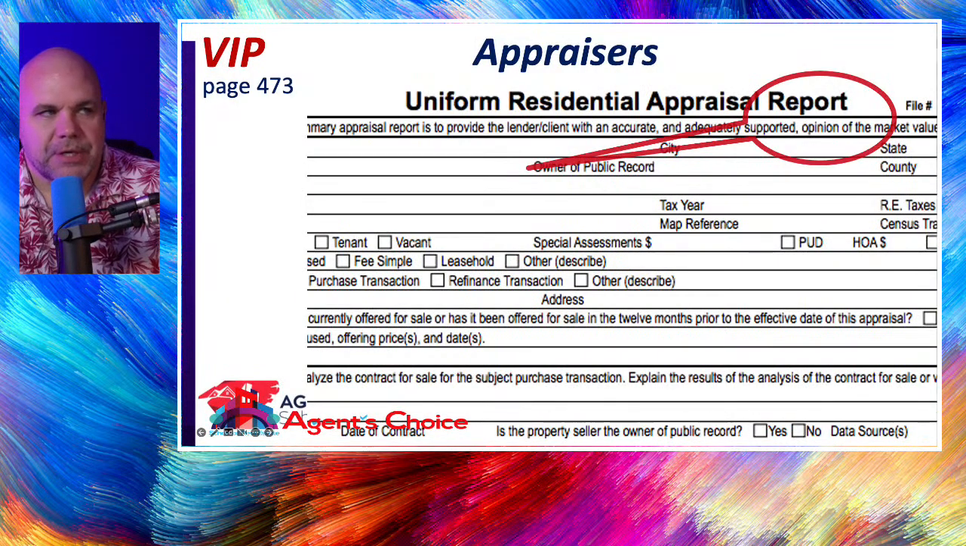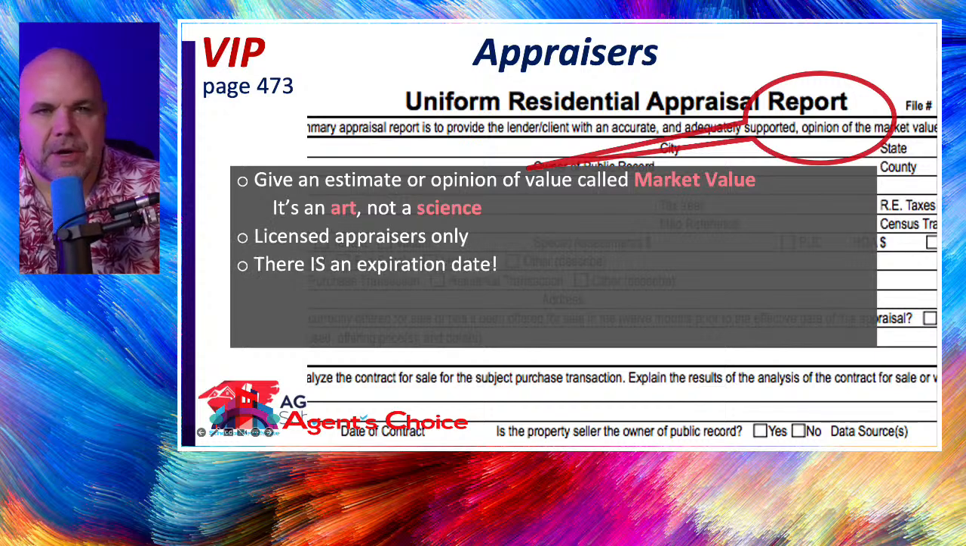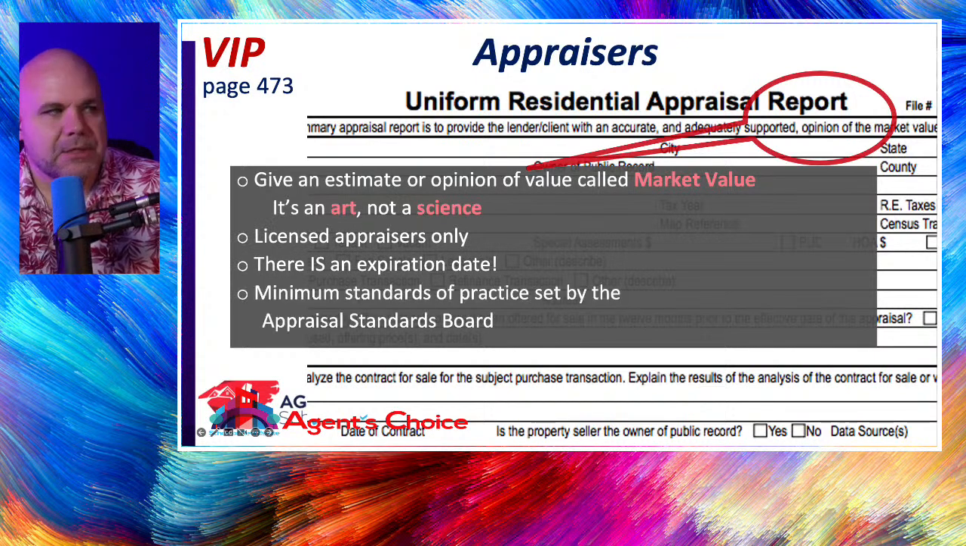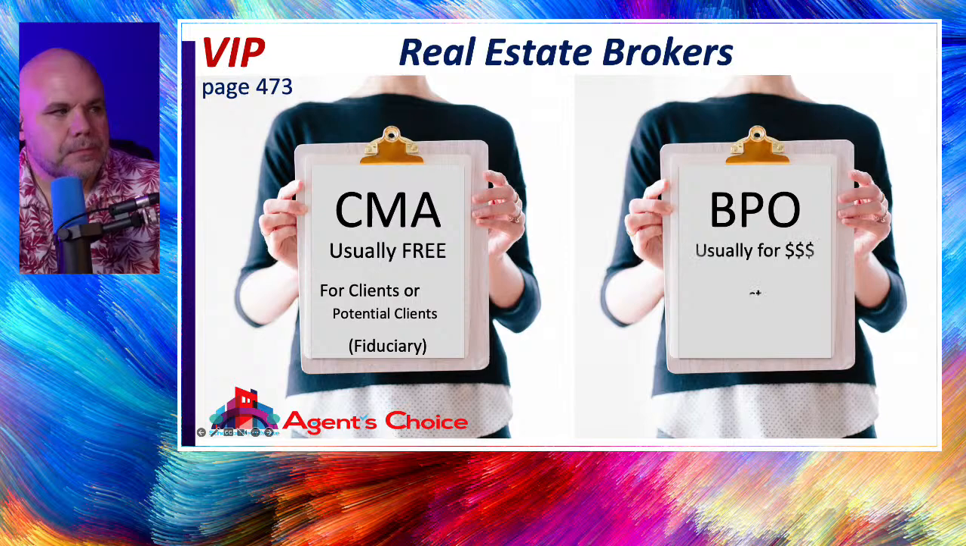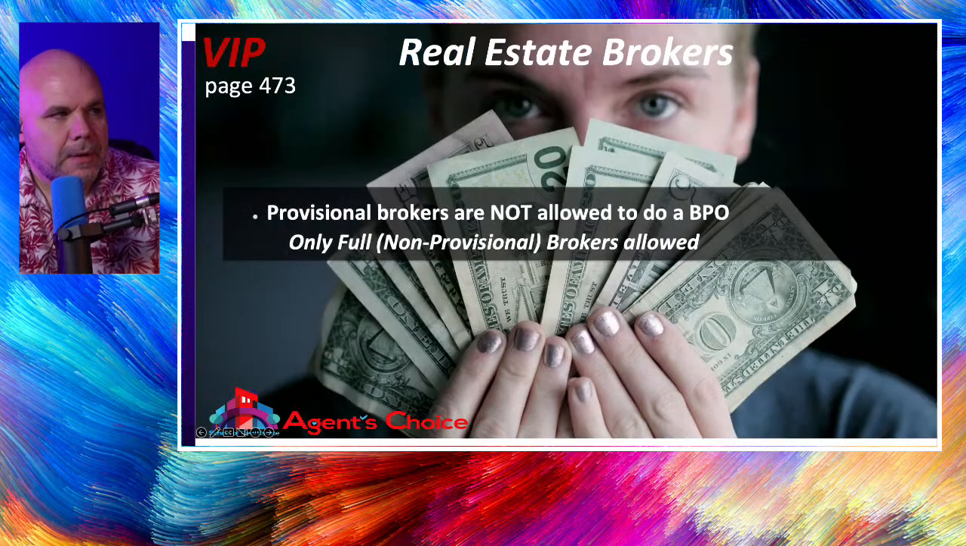Here's what the top of an appraisal report looks like. You can see it like the third line down. Opinion. It's an appraiser's opinion, right? Not a fact. It looks like a spreadsheet. It's very fancy looking, but it's more of an art, not a science. It's for licensed appraisers only. There is an expiration date. It's good for the date it was printed off, although we still use it for the whole transaction. And the appraisal board sets the minimum standards of practice. I think you've got this by now.